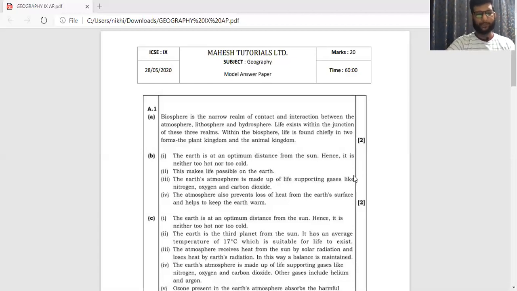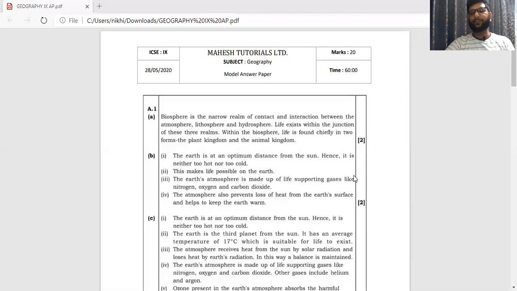Let's come to the C question. Give the distinctive features of the Earth as a unique planet. So again, it's a 2-mark question. Any of these 2 points is okay. The Earth is an optimum distance from the Sun, hence it is neither too hot nor too cold. The same point can be repeated out here too. Likewise, second, the Earth is the third planet from the Sun. It has an average temperature of 17 degrees Celsius, which is suitable for all life to exist. Again, 2 simple points, out of which 1 is repetitive.